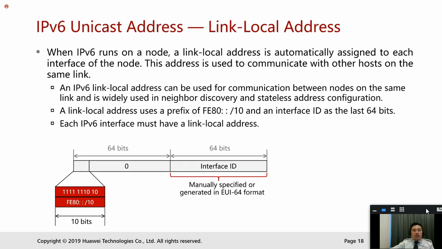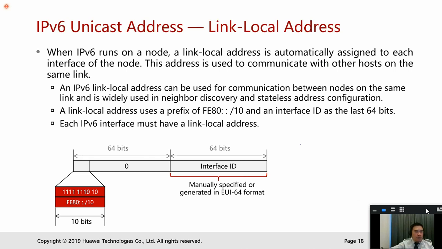So the next one is on the link-local addresses. When IPv6 runs on a node, a link-local address is automatically assigned to each interface of the node, and this address is used to communicate with the other hosts on the same link. That is how they are differentiated.